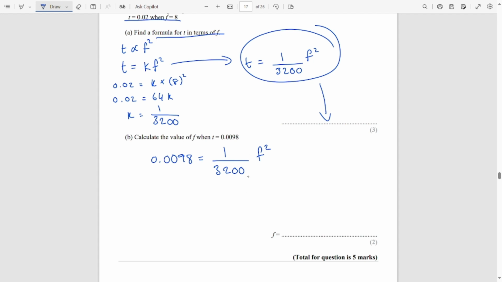So first of all, I'm going to multiply up by 3200, and I will get f squared is equal to 784 over 25. And then you need to take the square root of this, and you will get f is 28 over 5, or 5.6, whichever one of those you prefer.